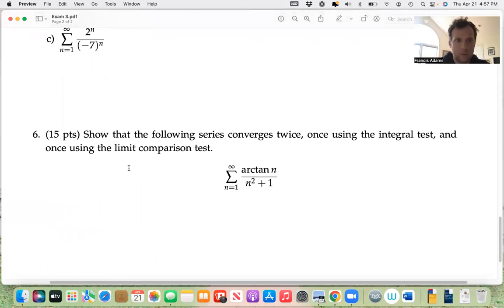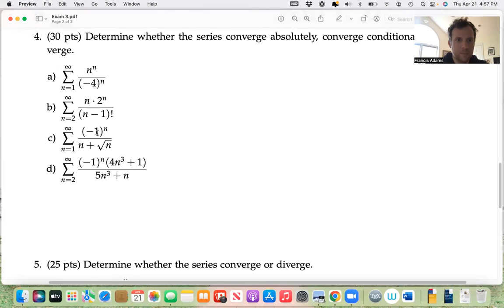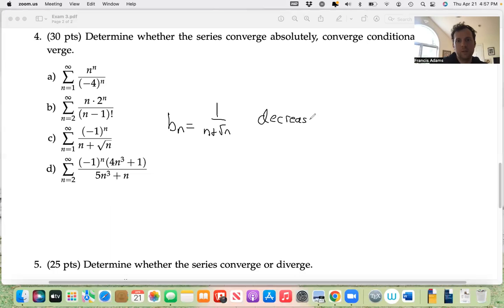So let's talk about this one. Right. So super brief with this one, alternating series test. And I'll just write this before spending our time with the other one. In this case, you look at the non-alternating part. This decreases and the limit is 0. So this converges by the alternating series test.